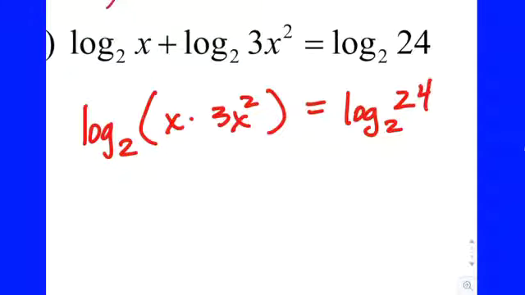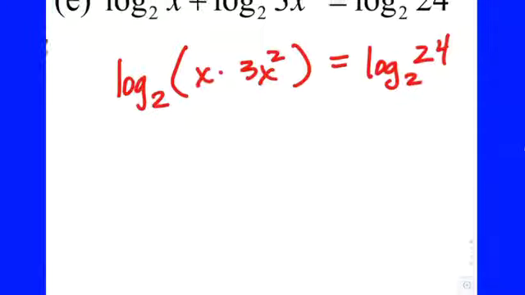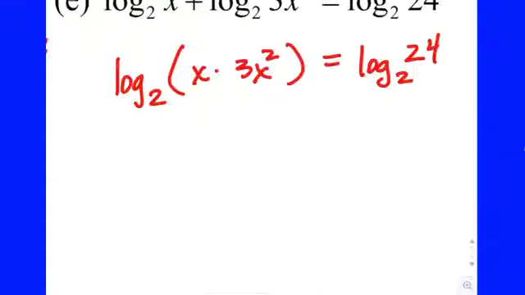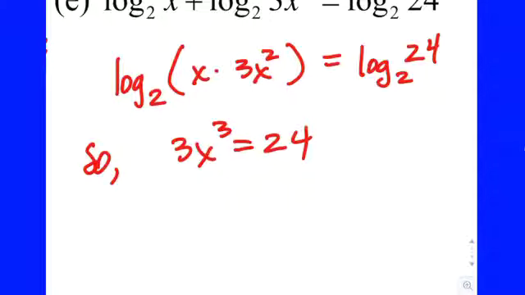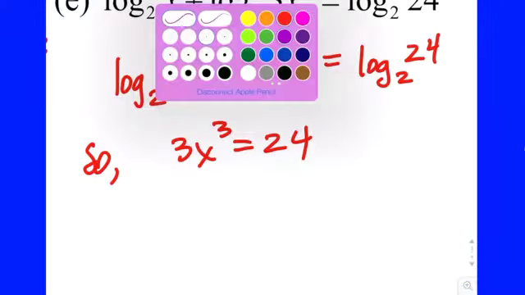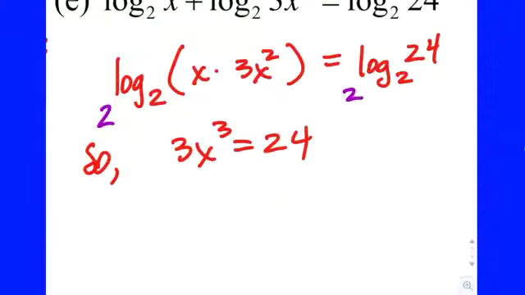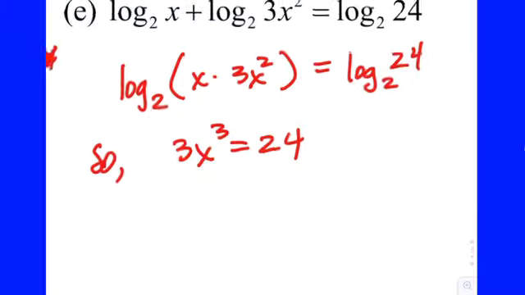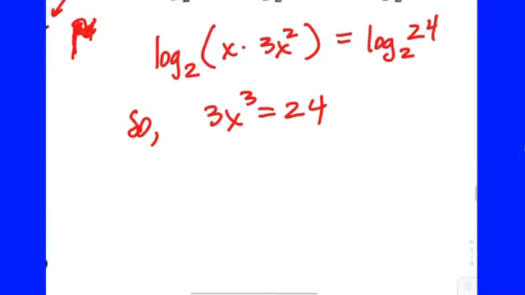Now I got log base 2 equals log base 2. What can I do with the log base 2s? Take them out. I can drop them. Now, if you drop them by the theorem, you want to say, so 3x cubed equals 24. If you don't want to say so by use of the theorem, then algebraically you need to show me that you're exponentiating both sides base 2. Okay? So anytime it's a result of a theorem, it's like therefore or ergo or consequently, whatever, you get that.